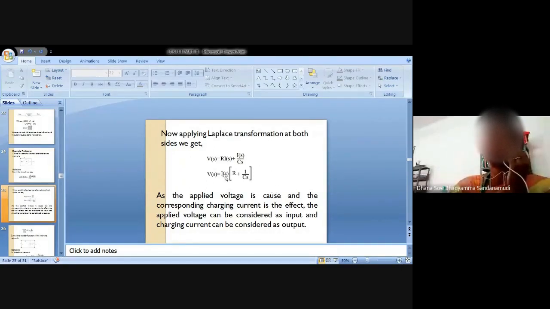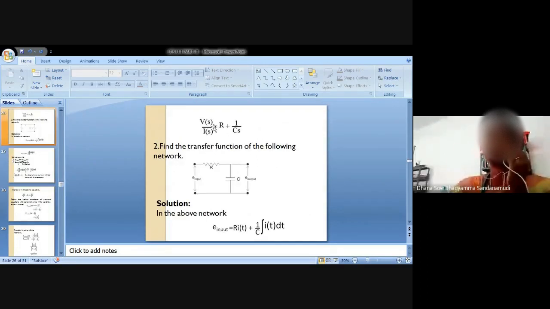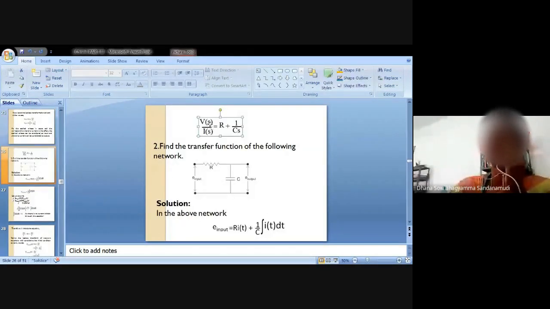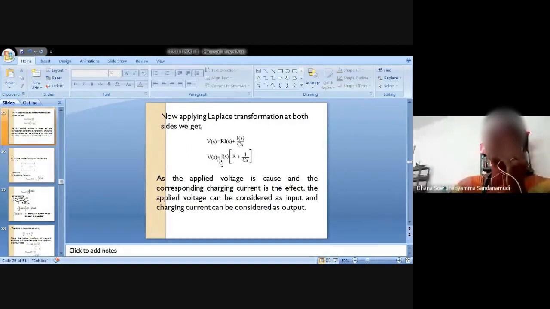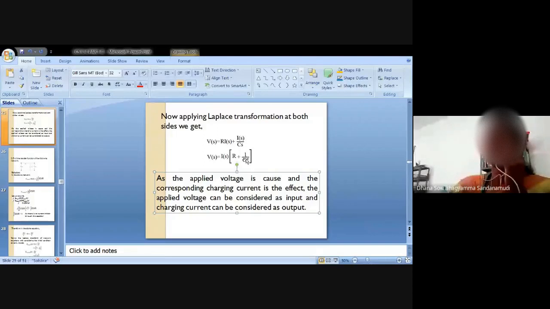So what is the transfer function? Output by input. Output is I of s, input is V of s. I of s by V of s, we just send this to the left side, you will get this equation. I'm sorry, this is input by output, isn't it? This is wrong, I'm cutting it, because V of s, the applied voltage, is input and I of s is the output. I wrote these equations in Paint and pasted them here, because if there are any changes in the settings, the whole terms vary. So I of s by V of s is 1 by R plus 1 by C into s. You will get the transfer function.